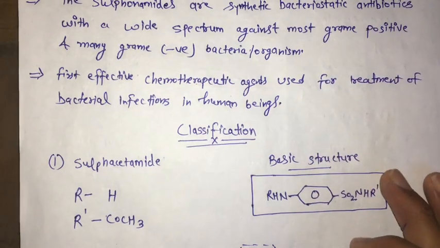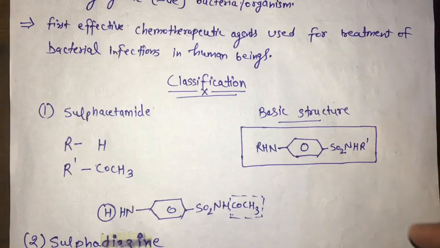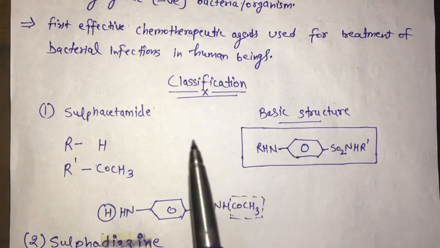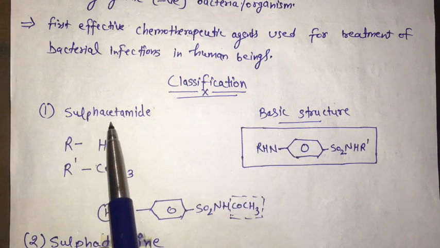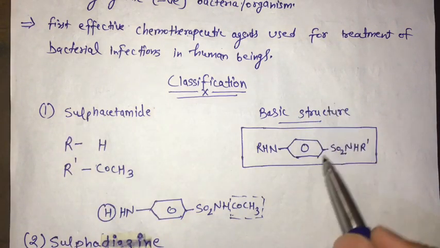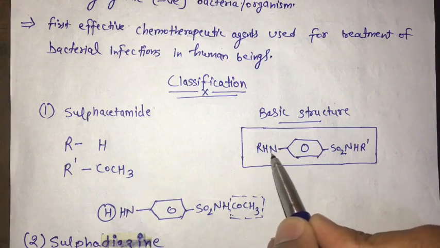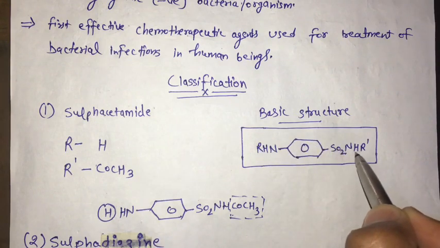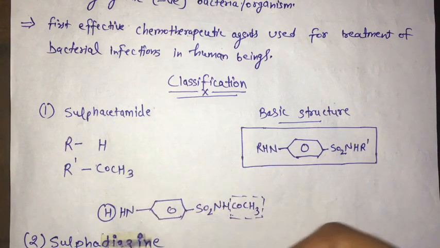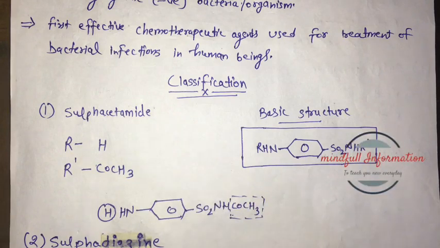Okay, so now we talk about the classification of sulfonamides. Sulfonamides have a basic structure which has R, NH, benzene ring, SO2, NH, R dash. We will change R and R dash with different functional groups so that we get different compounds.